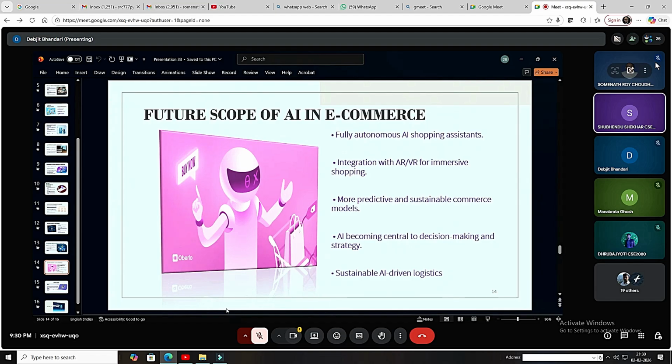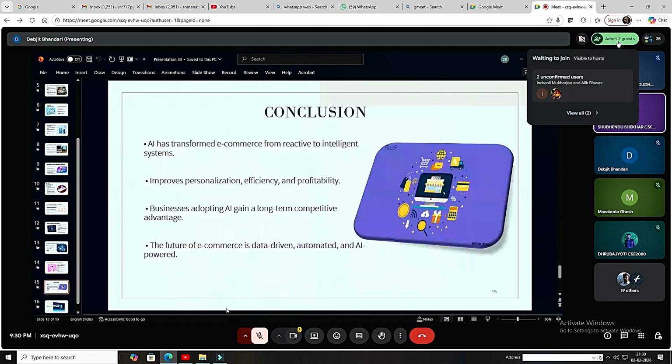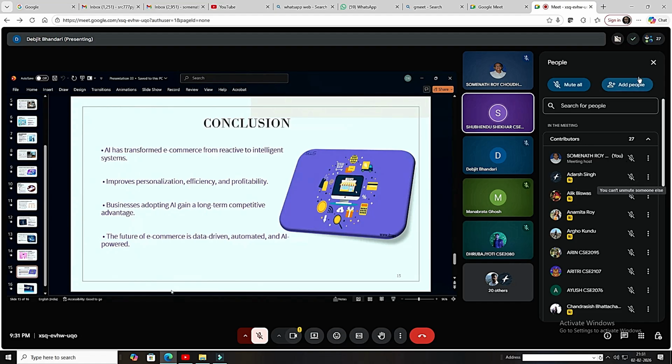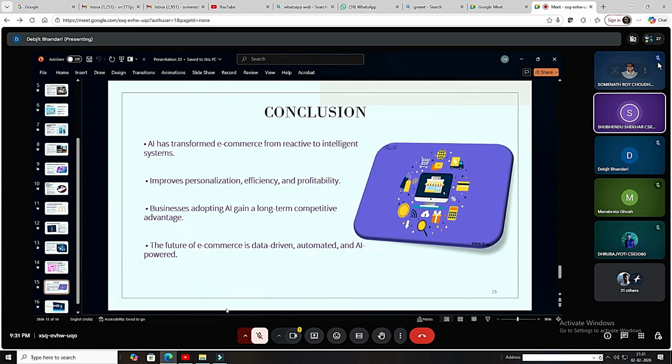Next slide, please. Conclusion: artificial intelligence has changed e-commerce completely. It has improved customer experience and business performance. AI helps in personalization, security, processing, and the supply chain. Companies using AI gain a long-term capability advantage. The future of e-commerce is intelligent and AI powered.